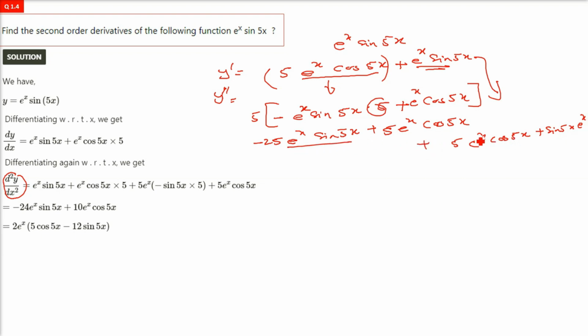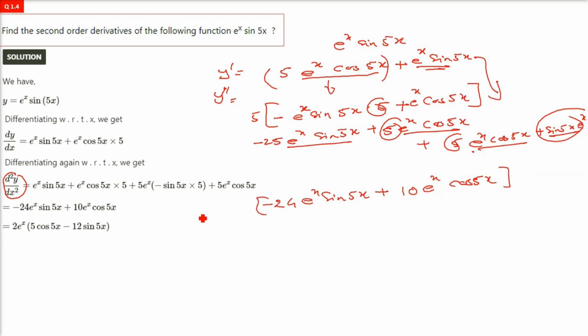Now e raise x sin 5x and e raise x sin 5x, they are two terms. So 1 is there and minus 25 is there. So 1 minus 25 is minus 24. So minus 24 e raise x sin 5x. Then we have this 5 and 5 will become 10 and e raise x cos 5x. So it will be plus 10 e raise x cos 5x. Okay, so this is your final answer, but you can also simplify it more.